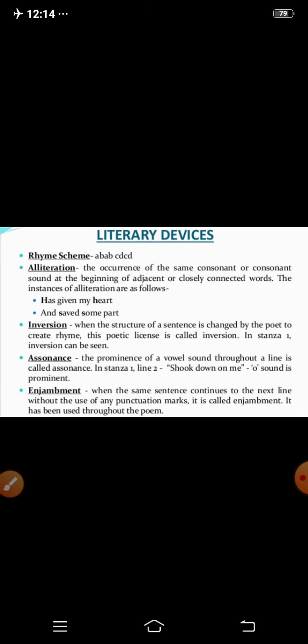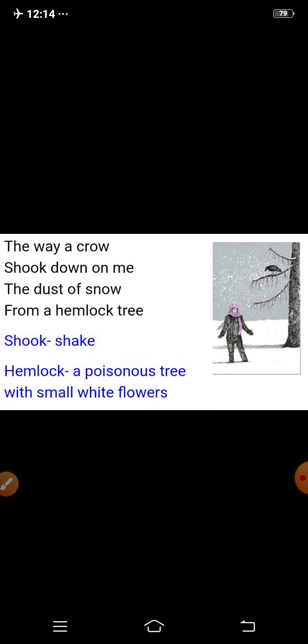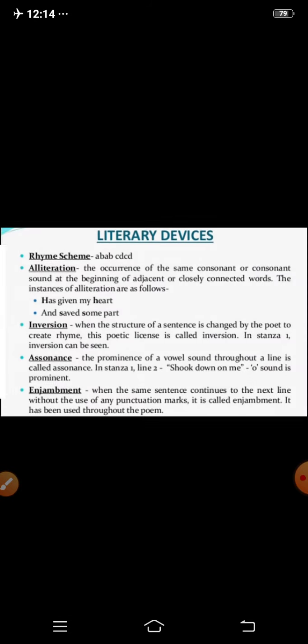This type of poetic device is called assonance. And the last one is enjambment. When the same sentence continues to the next line without the use of any punctuation marks, it is called enjambment. It has been used throughout the poem. You can see that in the first stanza there is no punctuation mark, and in the second stanza there is one full stop given at the very end. So this type of poetic device is called enjambment. Students, you can note down these poetic devices in your copy also.